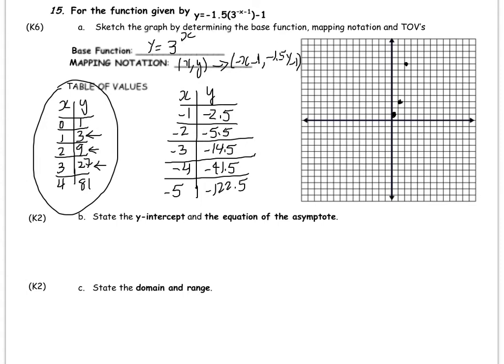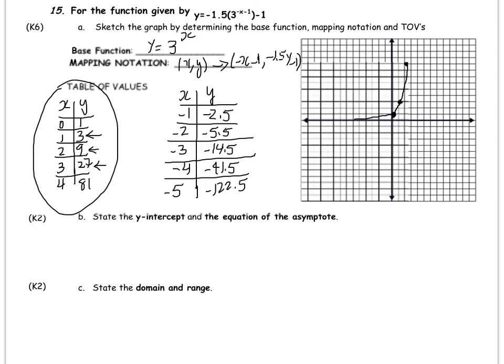Also, when x goes to negative infinity, 3 exponent negative infinity becomes almost 0, which means the line y equals 0 is our horizontal asymptote. So the graph approximately becomes something like the one which I just drew on the graph.